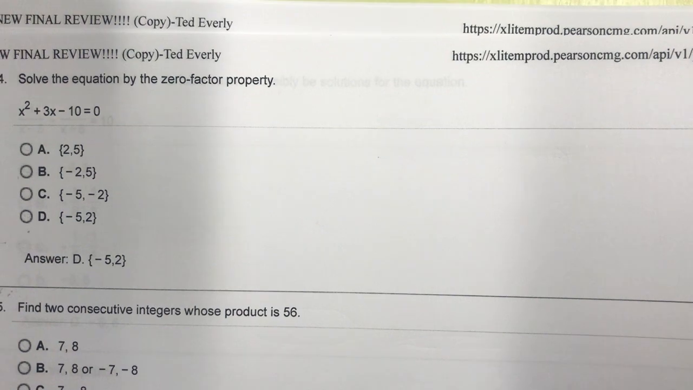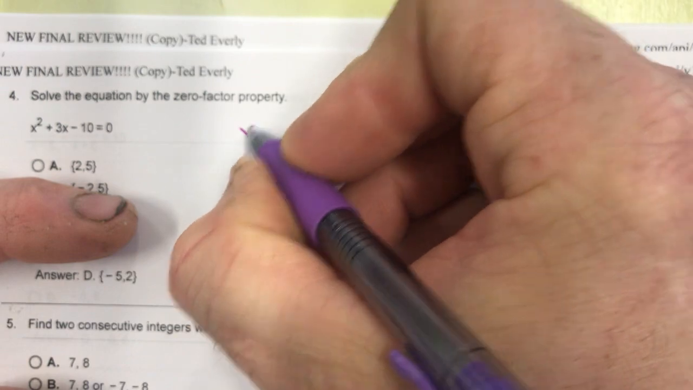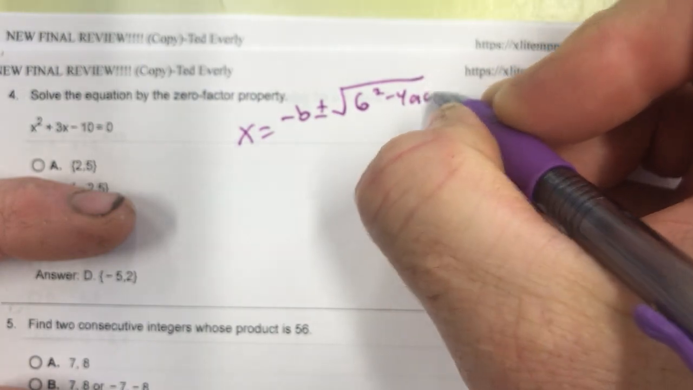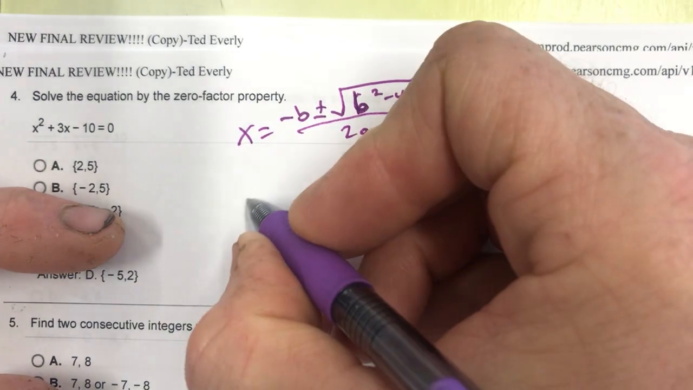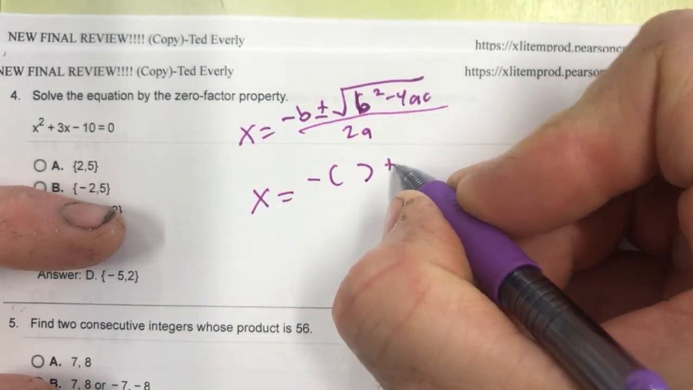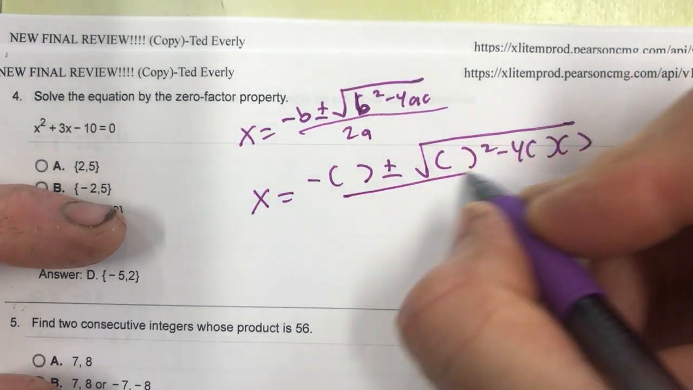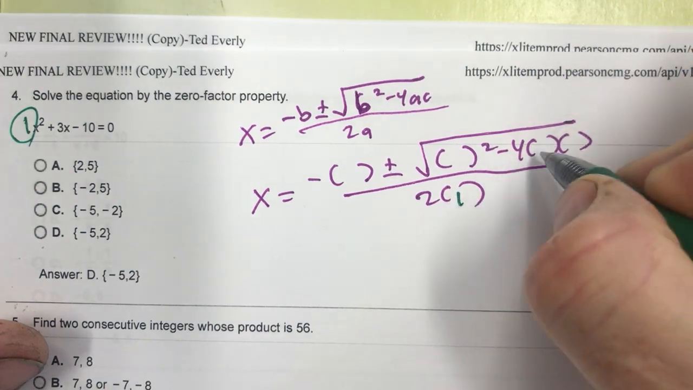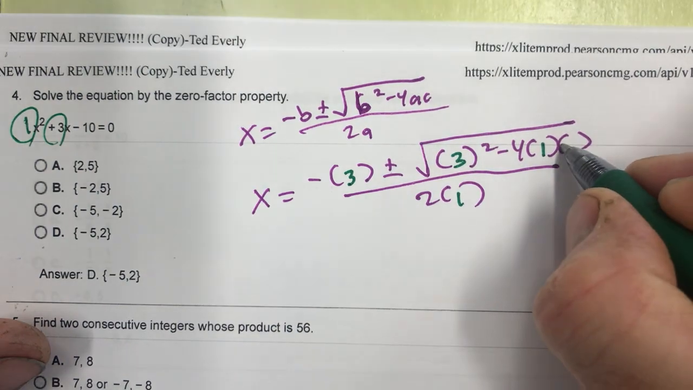Okay, number 4. Solve the equation by the zero factor property. All right, so x equals -b plus or minus the square root of b squared minus 4ac, all over 2a. All right, so what I like to do is just write this out with blank parentheses for each letter, and then go back and fill those in. So like A is 1, see that there? A is 1, so that goes here and here. B is 3, that goes here, and then C is -10 right there.